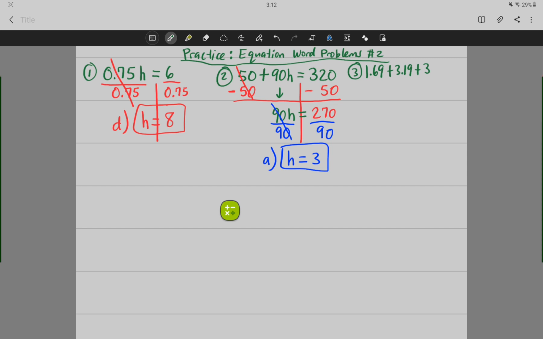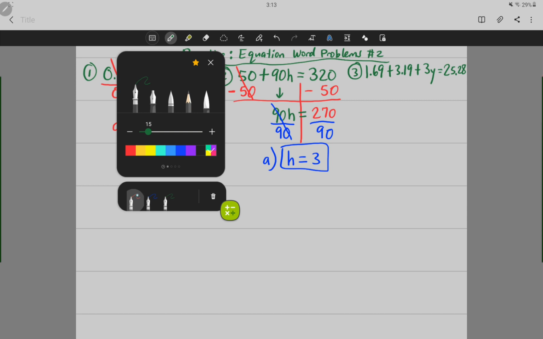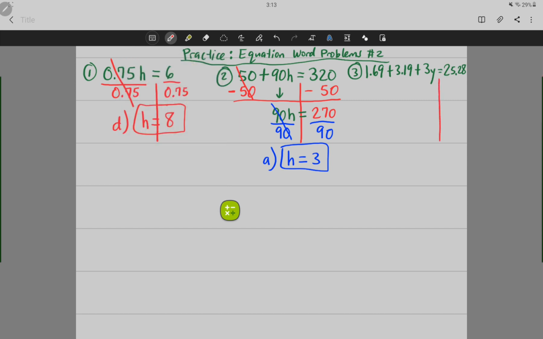You could use any letter. 3y, and the total cost was $25.28. All right, equal sign, draw a line.